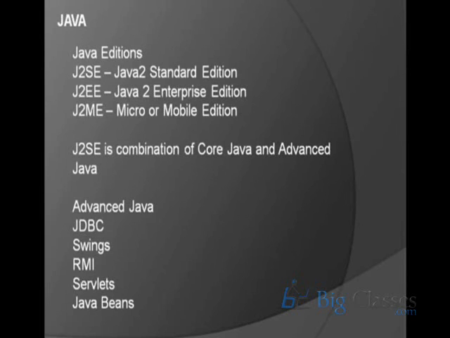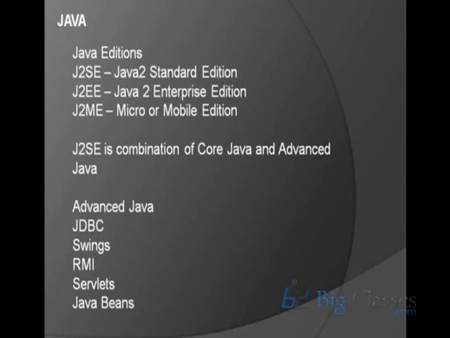And coming to the different editions of Java that are supported. There are different editions. One is the Standard Edition, also called J2SE, and J2EE Enterprise Edition, and Mobile Edition as well as Micro Edition. So J2SE is again a combination of core Java as well as advanced Java.